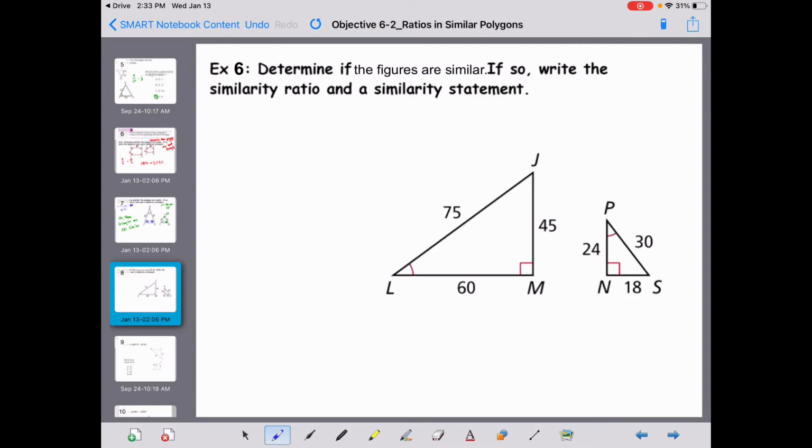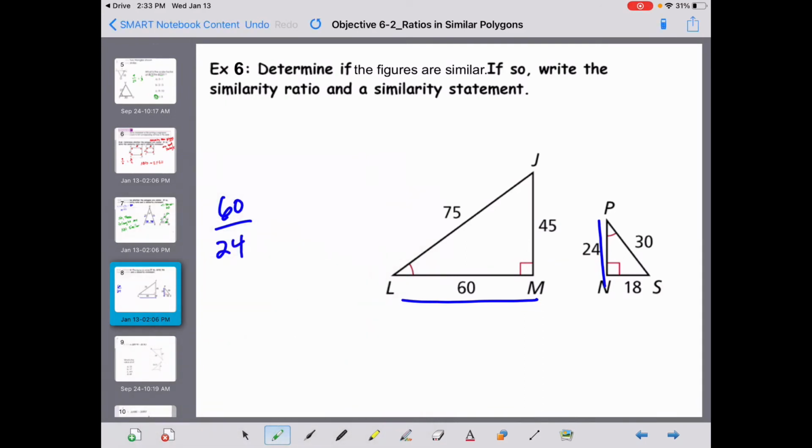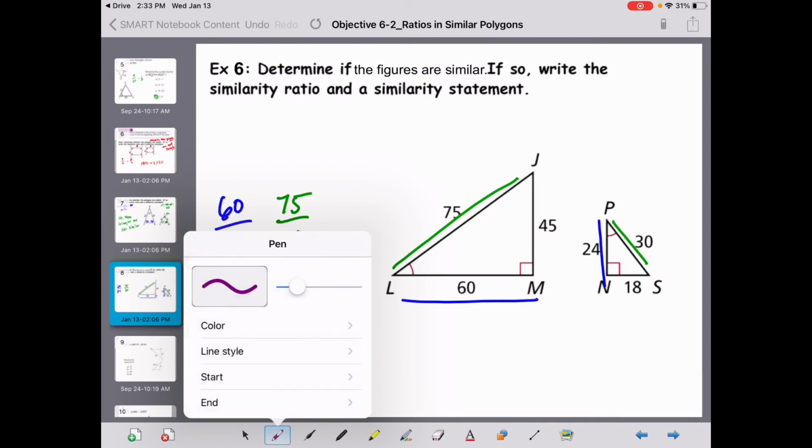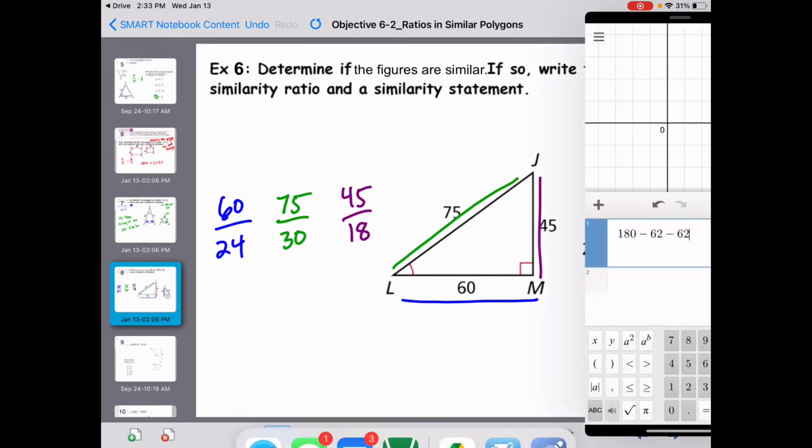All right? So LM is between the 1 mark and the 24 degrees. So 60 would pair up with 24. All right? And then 75 would pair up with 30. And then for the last one, let's go purple. 45 and 18. So let's see what happens.